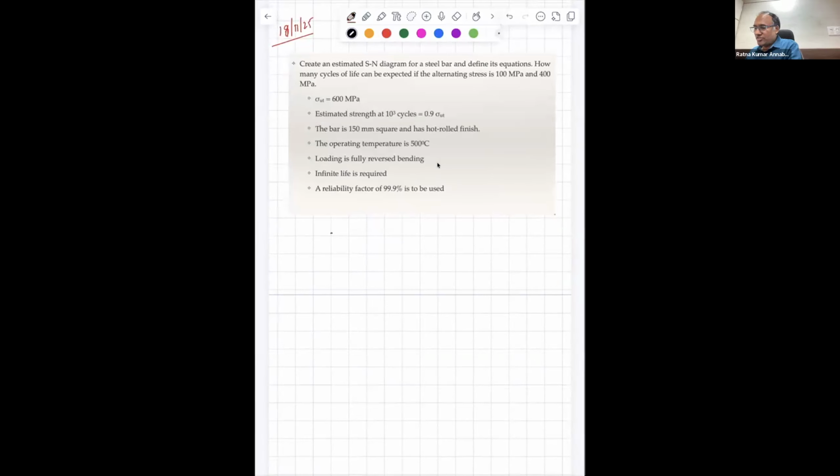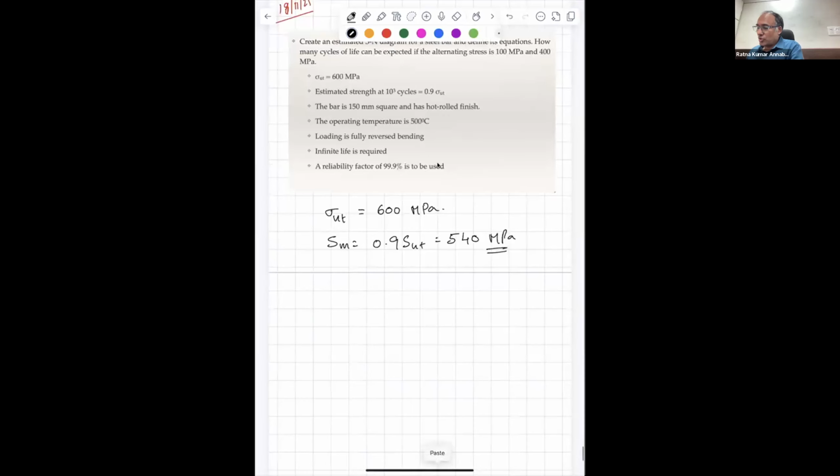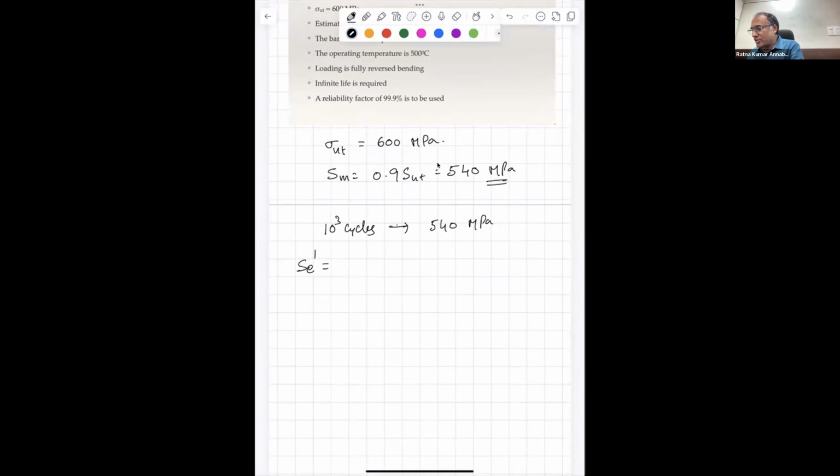So here we need to create an estimated SN diagram. We know sigma UT or SUT. I might use sigma and S interchangeably. Please bear with me. 600 MPa. Assuming that it is bending, right? SM is equal to 0.9 times SUT, that is equal to 540 MPa that we have done yesterday, right? So corresponding to 10 power 3 cycles, we have 540 MPa. Now we have SE dash, the uncorrected endurance strength, which is 0.5 times SUT, that is equal to 300 MPa.